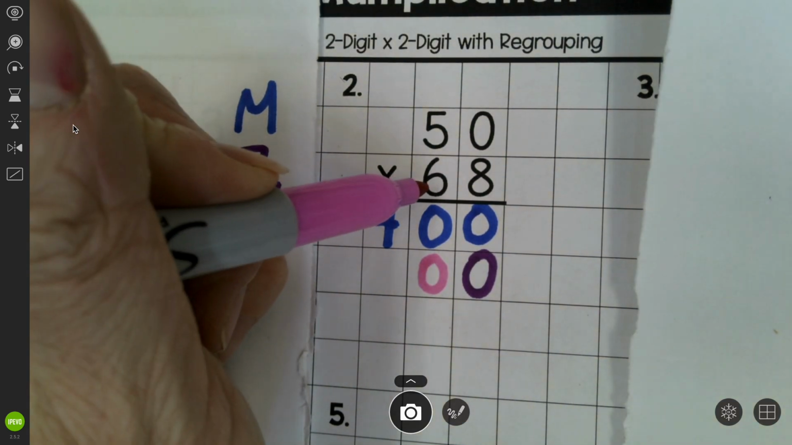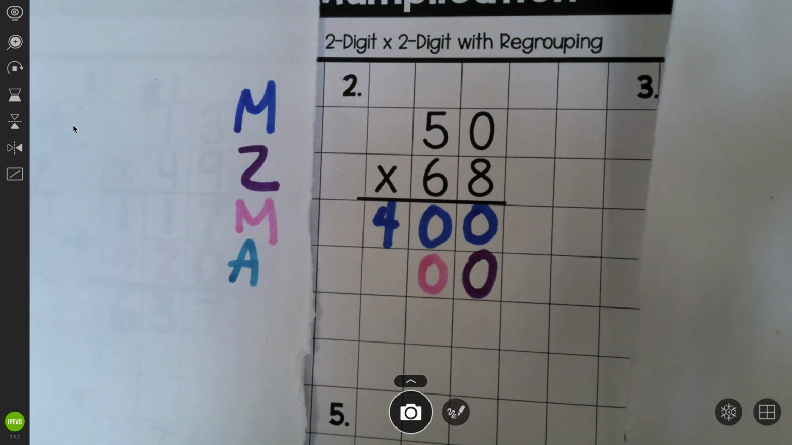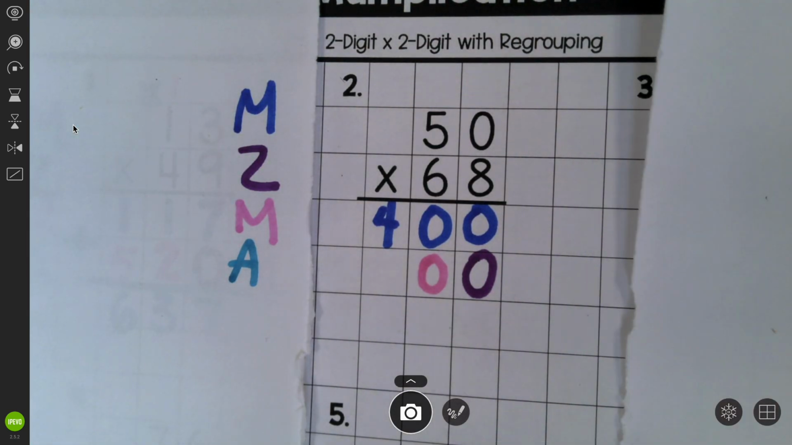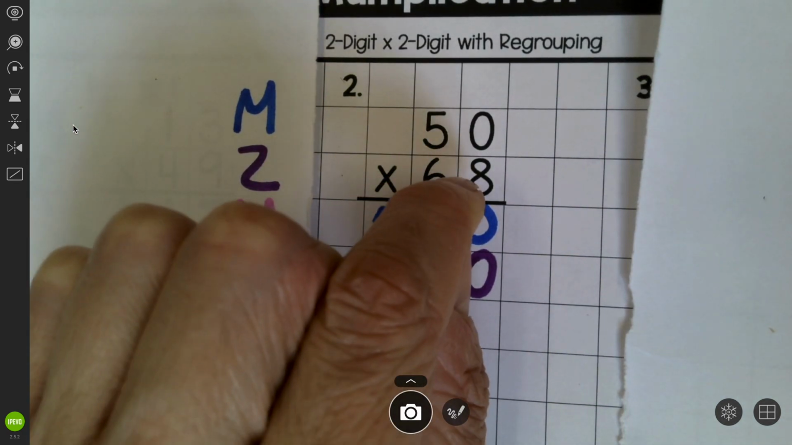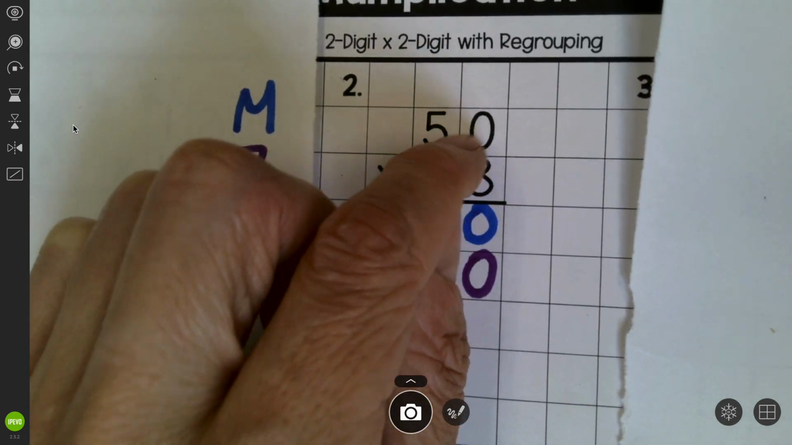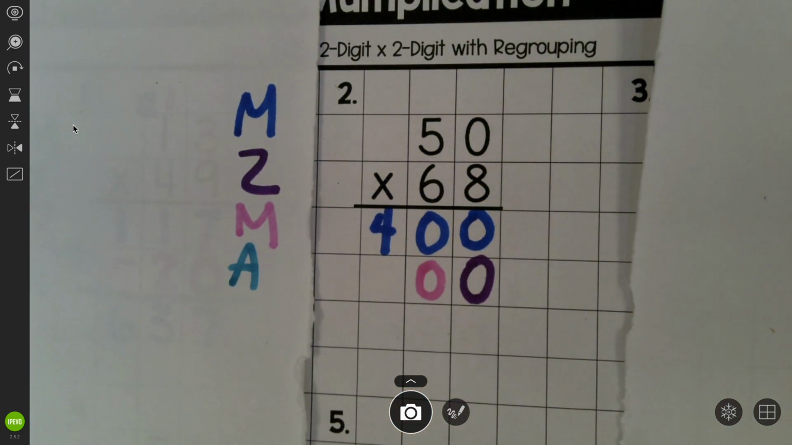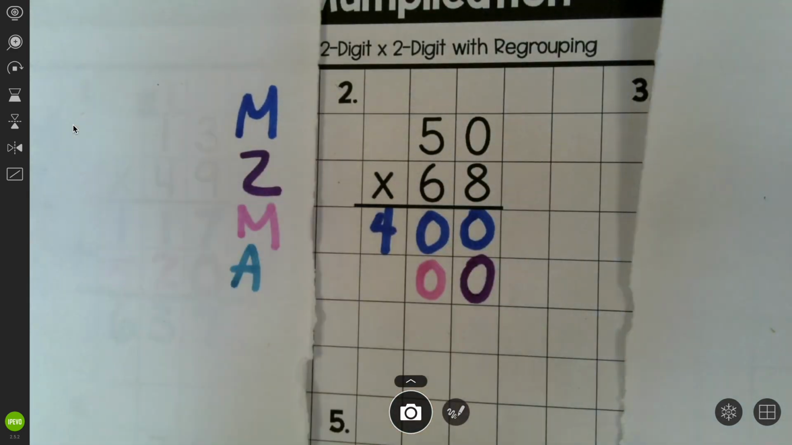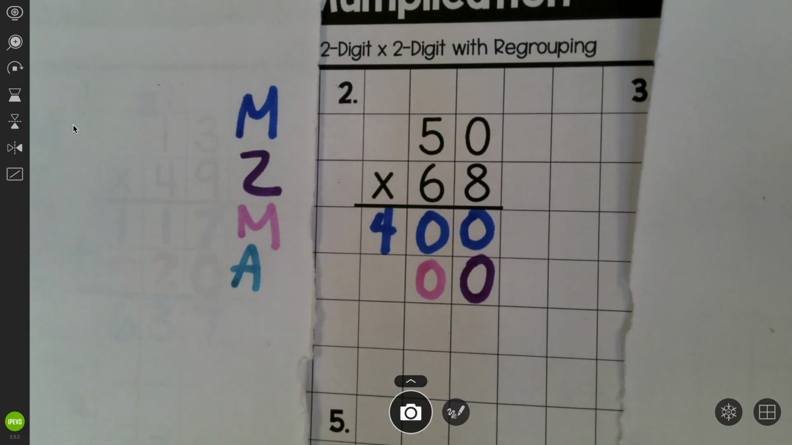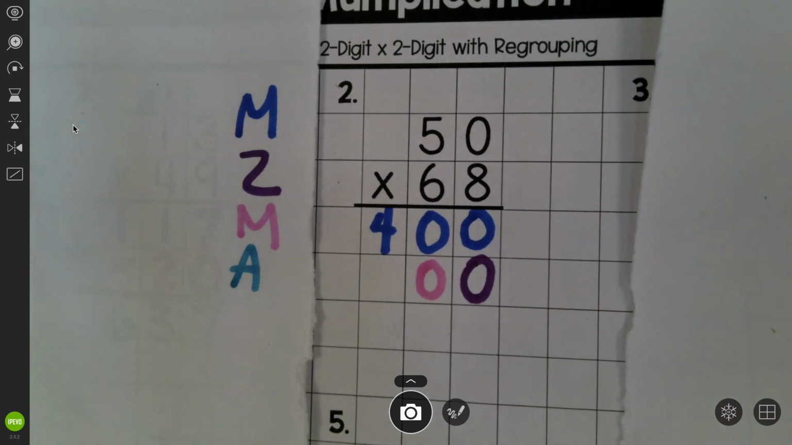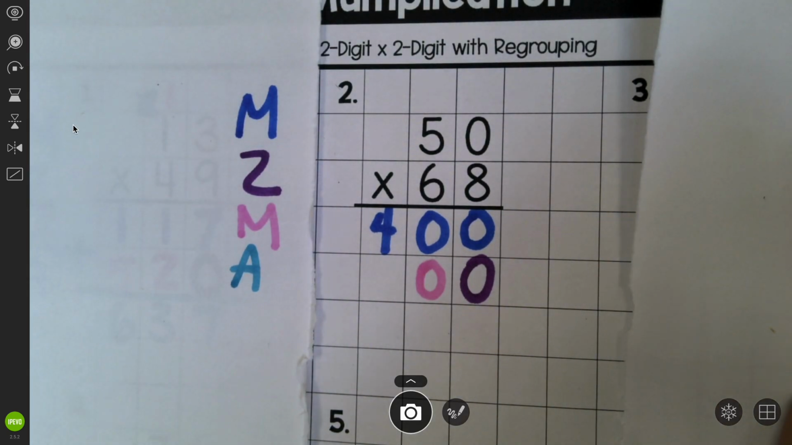All right, next, 6 times 5. So we're going to skip count by 6 5 times. You can totally skip count by 5 6 times. I like to always go from the bottom up, so I always skip count by whatever that bottom number is. So I'm going to skip count by 6. 6, 12, 18, 24, 30. Stop. 6 times 5 is 30.